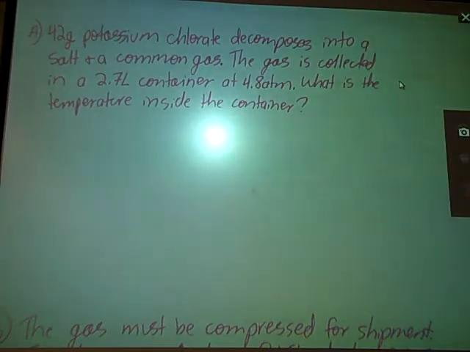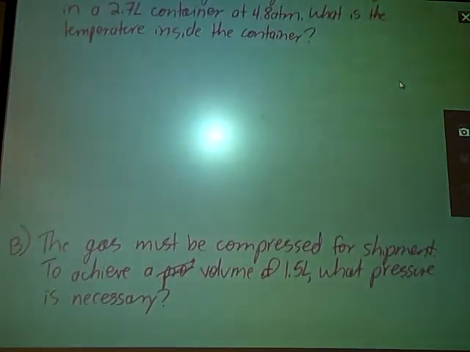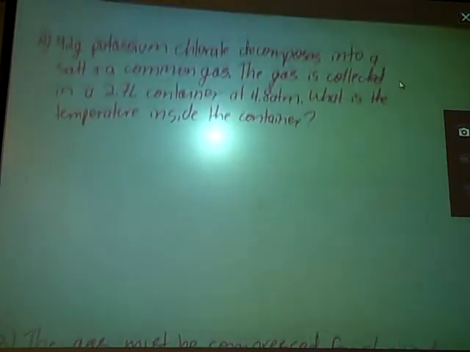But whenever you've got a big word problem like this, that's a whole lot of words up there. 42 grams of potassium chlorate decomposes into a salt and a common gas. The gas is collected in a 2.7 liter container at 4.8 atmospheres. What is the temperature inside the container? Now, this problem also has a B section, but let's get to that in a minute, one thing at a time.